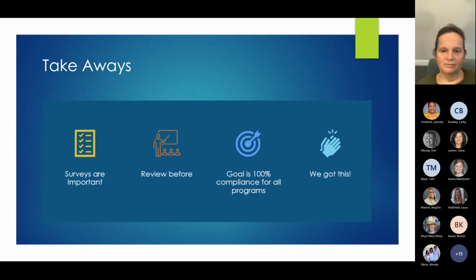And ultimately, we do got this. We have been blessed with a very compliant overall GME environment as far as getting these surveys done. And overall, at an institutional level, we do very well on our ACGME surveys. But obviously, we want all of our programs to do well and not just the average to be well. We want to be above average.